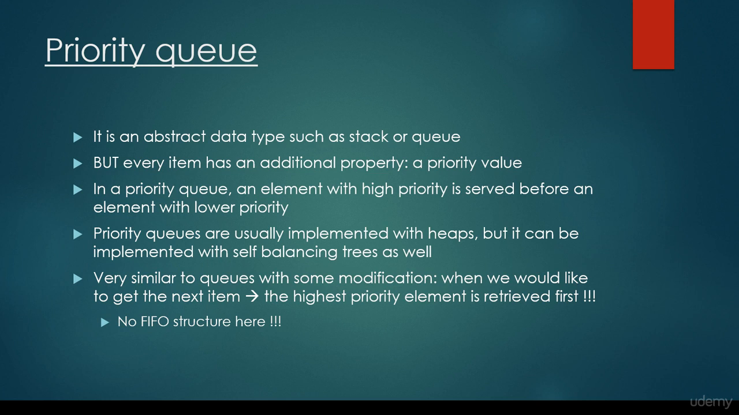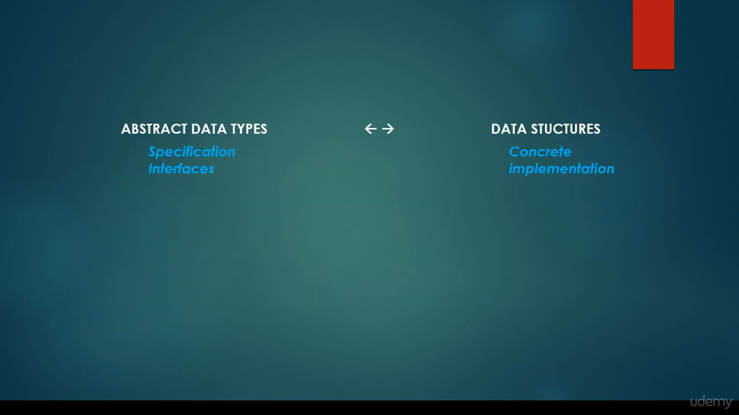So it's very similar to queues with some modification. When we would like to get the next item, the highest priority item is retrieved first. So there is no FIFO structure: the first item we have inserted is not necessarily the first item we take out. That is very similar to a queue, but we have a so-called priority value, and we are going to decide what items to take out according to this priority value. So the highest priority element is retrieved first. Again, we have an abstract data type, which is just the specification or the interface, and we have the data structures, the concrete implementations.